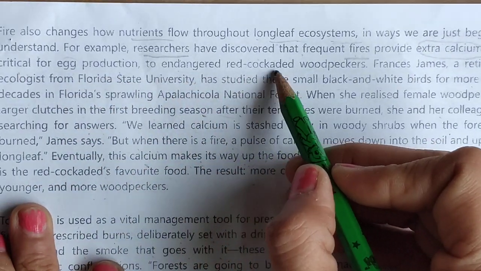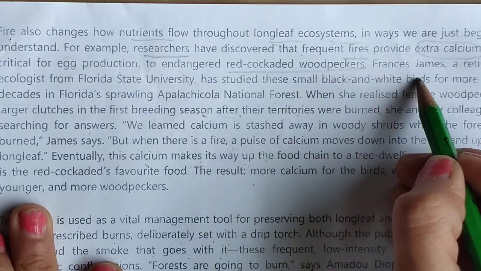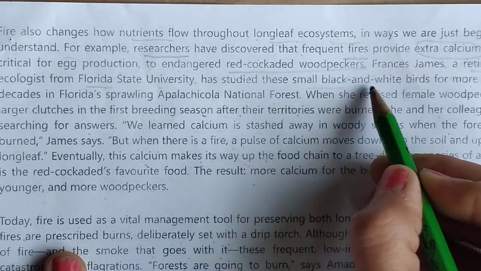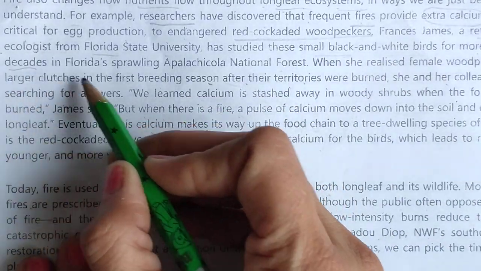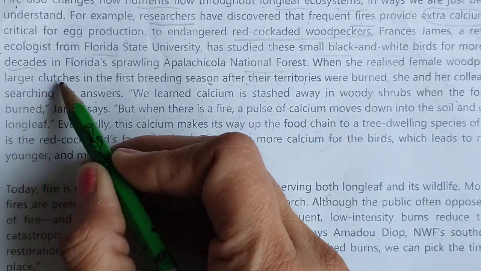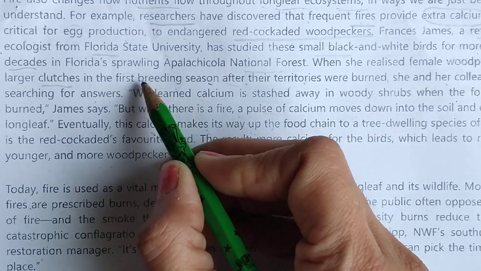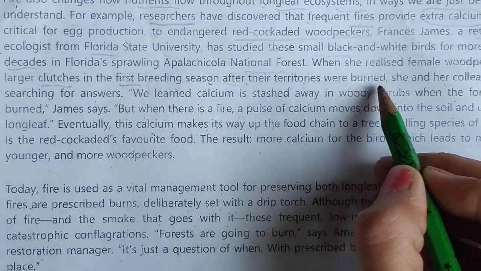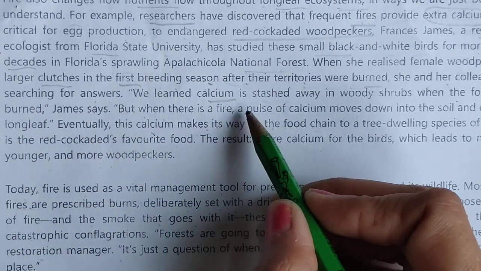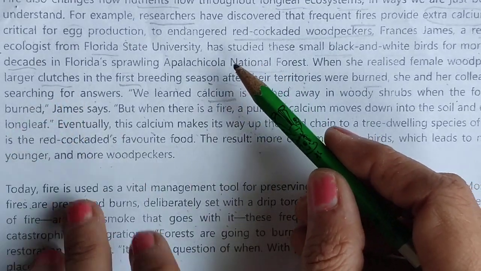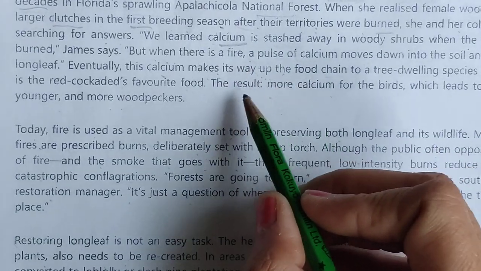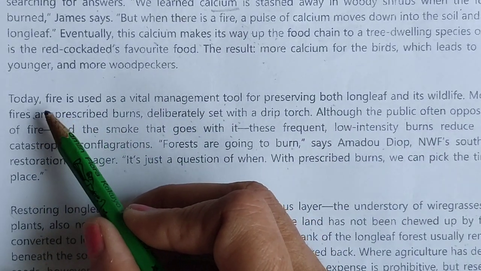To endangered red-cockaded woodpeckers. A researcher at Florida State University has studied the small black and white birds for more than two decades in Florida forests. When she realized female woodpeckers laid larger clutches in the first breeding season after territories were burned, she and her colleagues went searching for answers. We learned calcium. I am reading it because a fill in the blanks question is also there. Here I don't think the word deliberately is there.